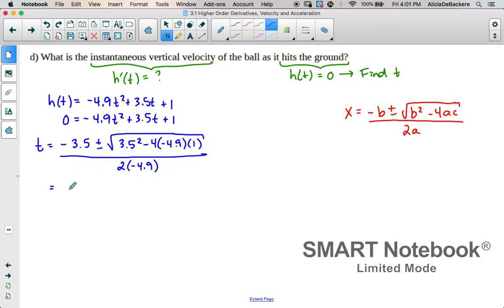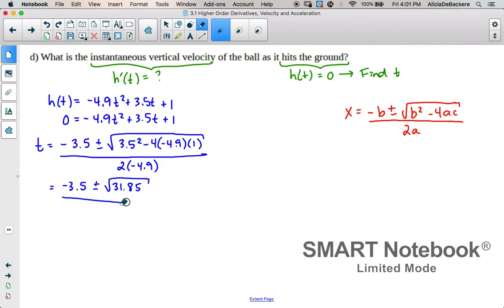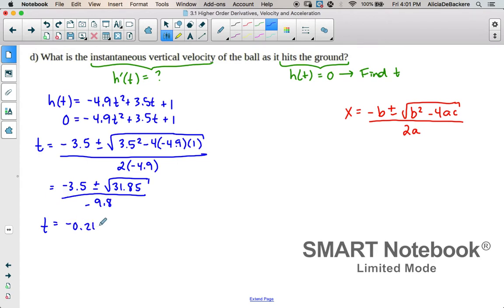All right, I'm going to type this stuff under the square root into my calculator, and I get 31.85, sorry. And when I type these two into my calculator, so I'm going to type it in once with the plus and once with the minus, I get that t is either equal to about negative 0.219 or t is about 0.933.